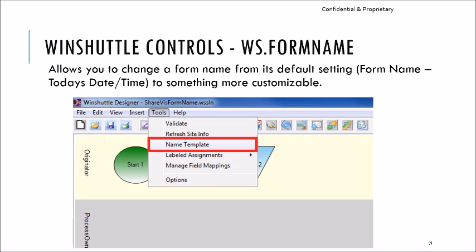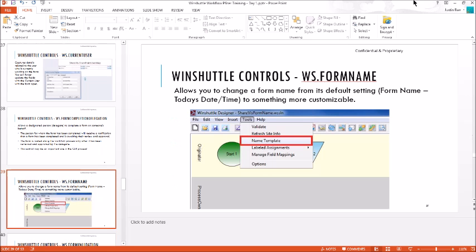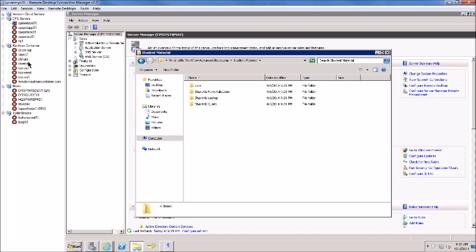So if the name of our Winshuttle workflow is Capital Expenditure Request, when I submit my form, it's going to say Capital Expenditure Request and today's date. However, if the requirement from my user says, I want the form to be named CER dash the username of the user who submitted it, dash a unique number, we can use the name template to do that. So let's stop there for a second, and we'll go take a look at name templates.